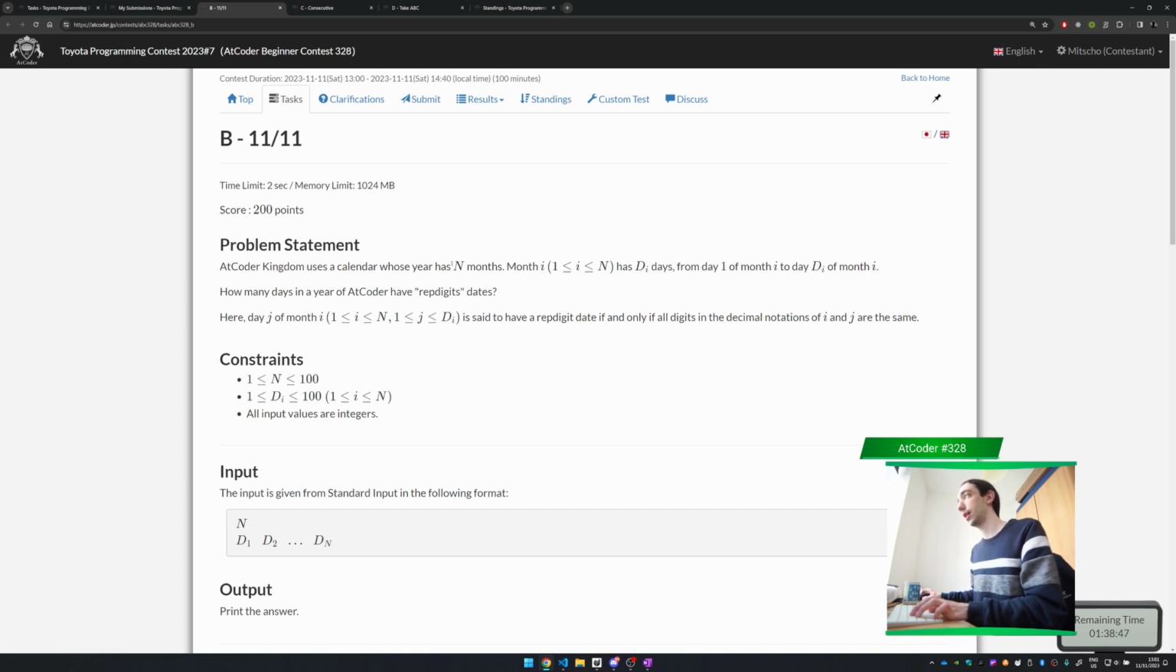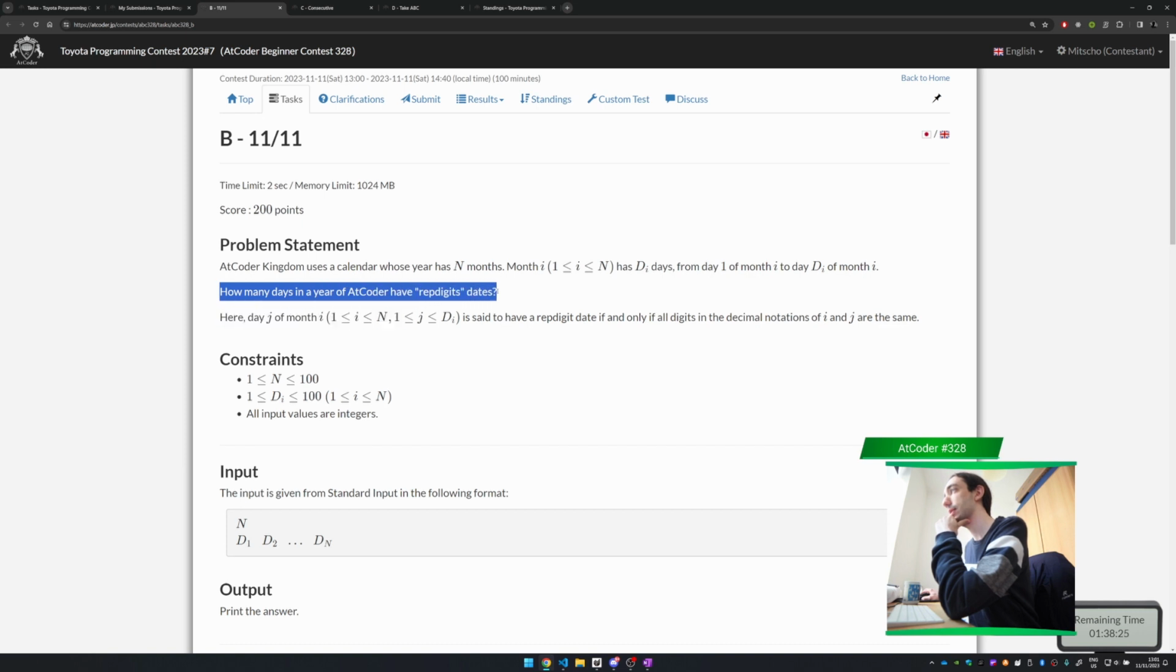AtCoder Kingdom uses a calendar whose year has N months, with D_i days in month i. How many days in a year have repdigit dates? Wait, what? Repdigits? What are repdigits? Day j of month i is said to have a repdigit date if and only if all digits in the decimal notation of i and j are the same.